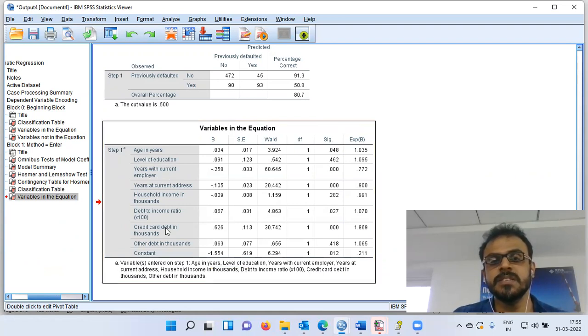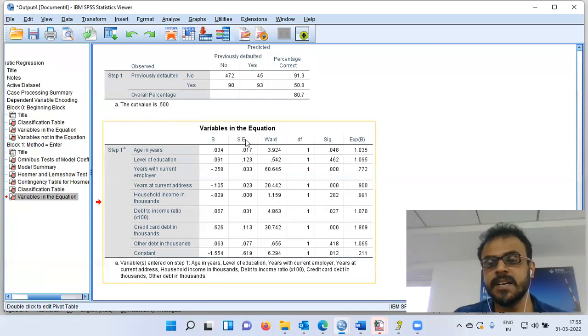What SPSS does is it reports 6 columns. The beta coefficients, then we have the standard error. This is the column for standard error.